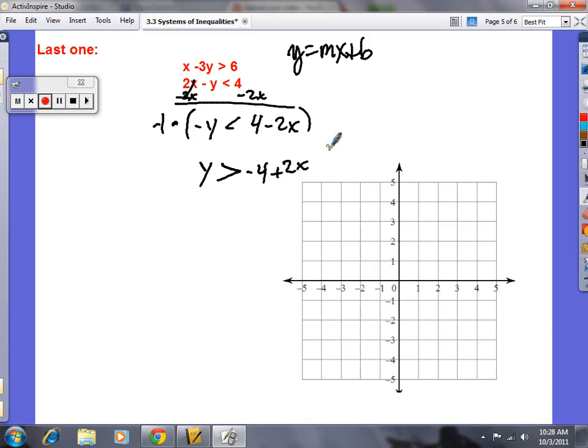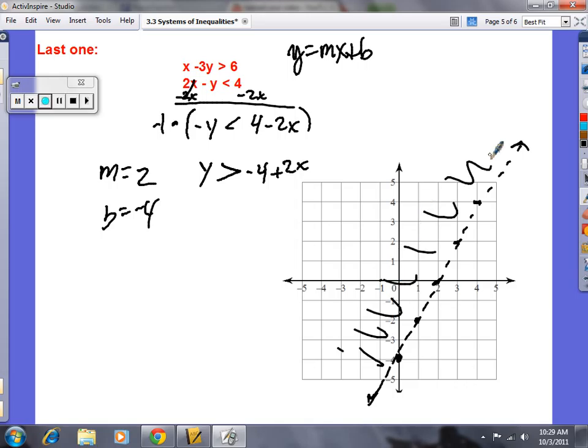Now my m and b, my m is 2 and my b is a -4. So on my y-axis -4, that's my first dot. Go up 2, right 1. Up 2, right 1. Dotted line or solid line, it's greater than, so it's dotted. And y is anything greater, so it's going to be above it. So it's going to be like this.